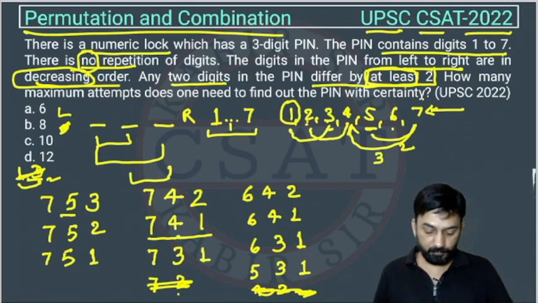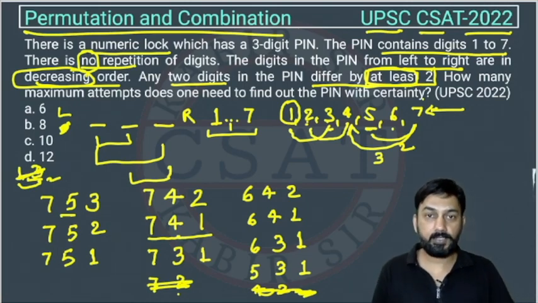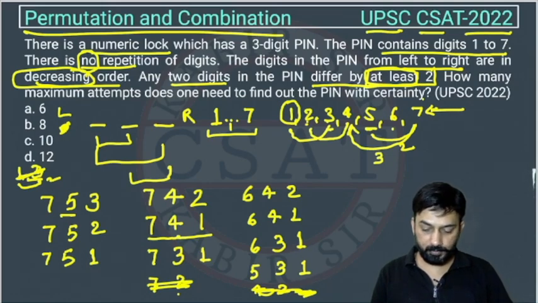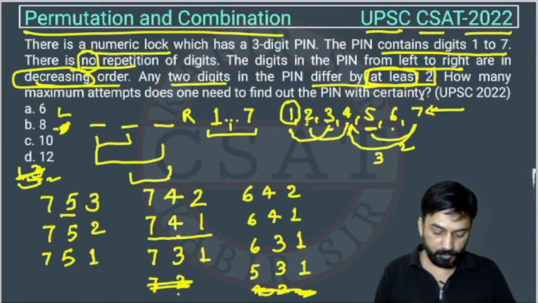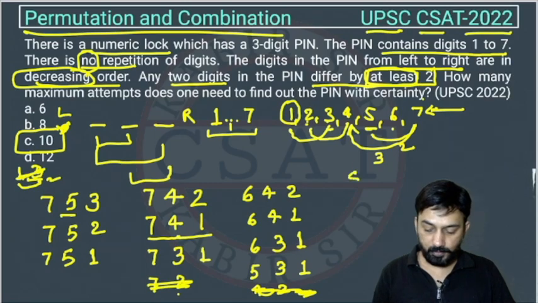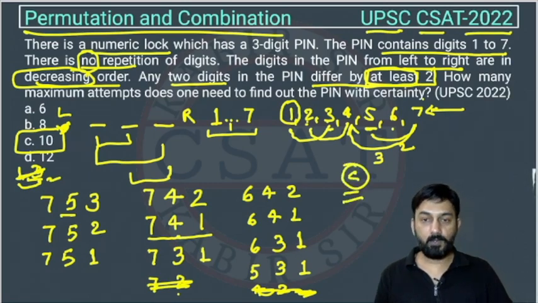So we just have to count them: first, second, third, 4, 5, 6, 7, 8, 9, 10. So only 10 passwords can be generated, or somebody has to try 10 times to open this lock. So the answer is option C. The answer of this question is option C.